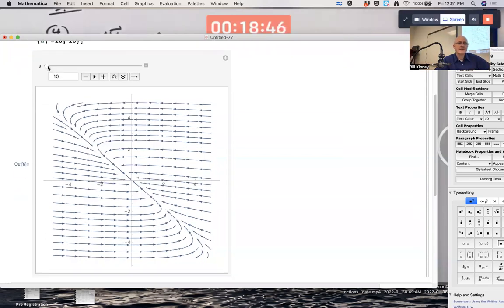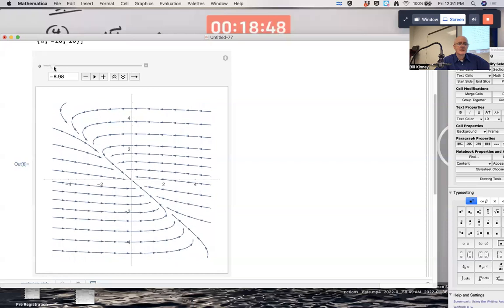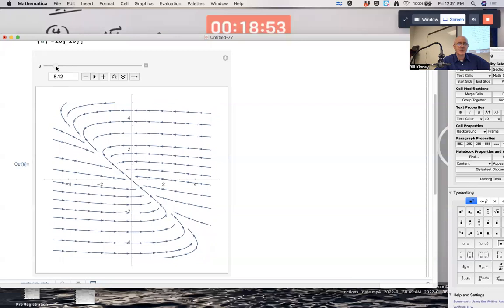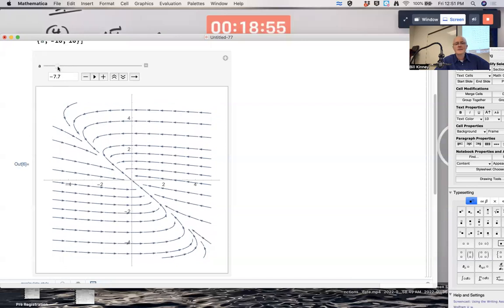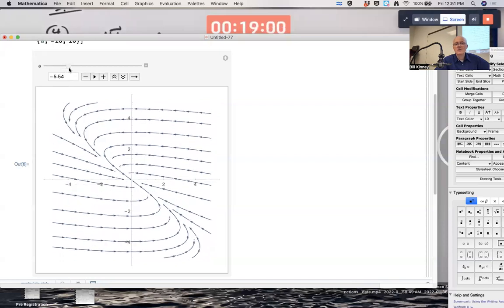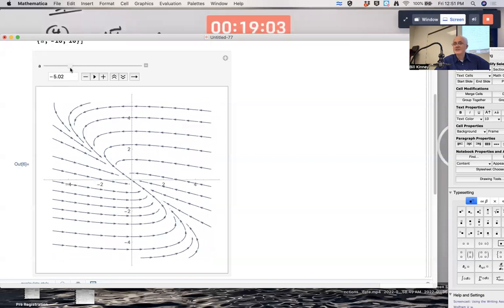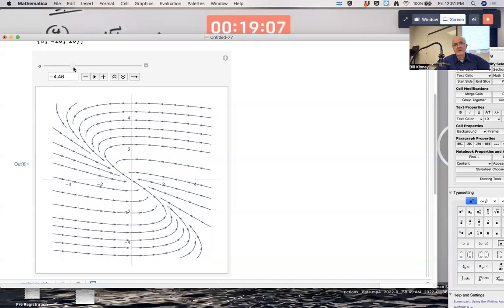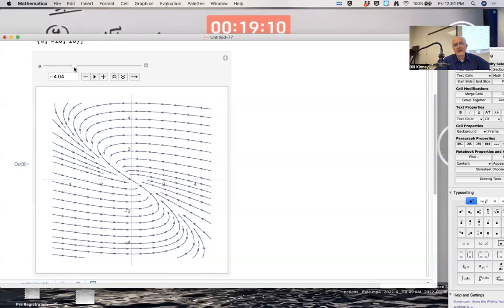Let's let A increase. We see the origin continuing to be a sink. It is a real sink. It's not looking too much different yet. It's when A crosses negative 4 that a bifurcation occurs. It's not a bifurcation in the number of equilibrium points. It's a bifurcation in the nature of the equilibrium point. From a sink, a real sink, which it still is right now, one straight line solution about like this, the other one not too far away. It's like those straight line solutions are merging.